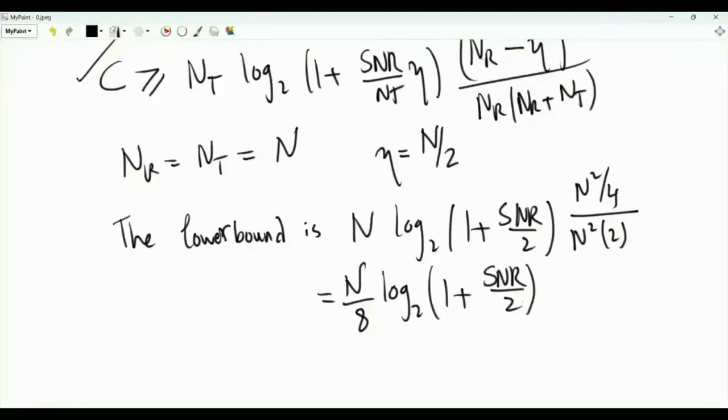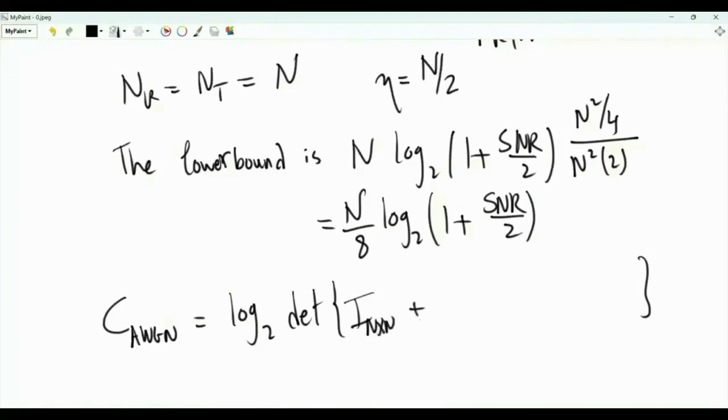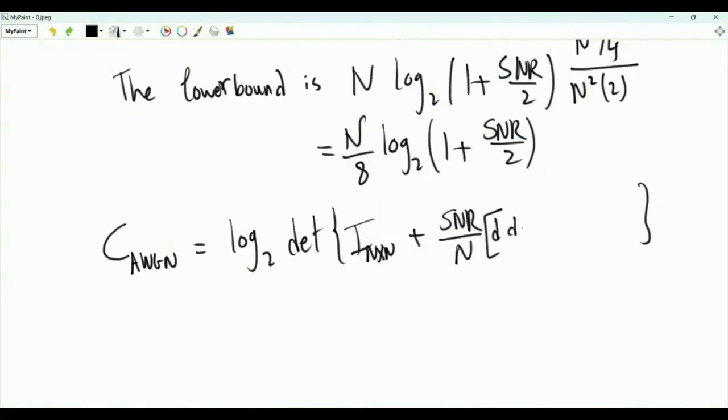Suppose now that all our channels are non-fading AWGN channels with a constant gain of unity. What will be the capacity? The non-fading case will have a capacity log to the base 2 of the determinant of I n by n plus SNR divided by n times H H Hermitian. Now the channel matrix is an all-one matrix of size n by n. The channel matrix can be written as n columns, all of them equal to D, and D is the all-one vector in n-dimensional space.